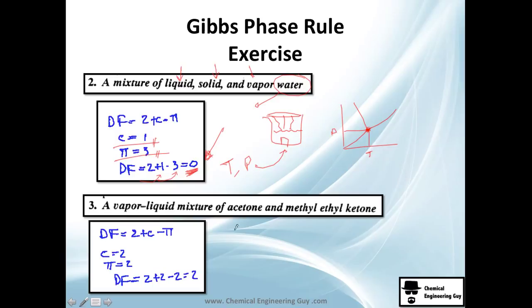So cool, let's continue. A vapor liquid mixture of acetone and methyl ethyl ketone. So guys, just to let you know, this is only one compound plus the other acetone compound will give you 2. So here we have 2 compounds. Now they tell you it's a vapor liquid mixture, so it's 2 phases.